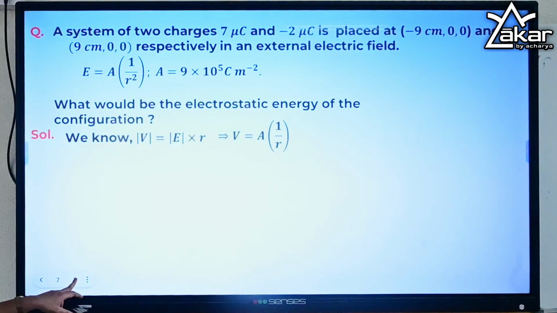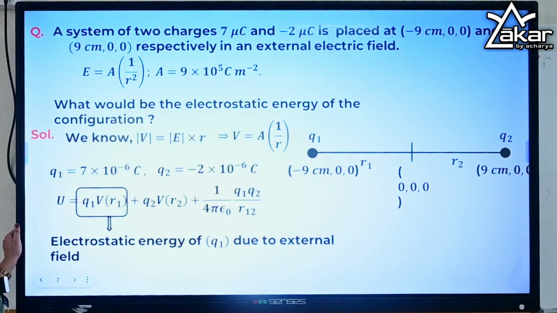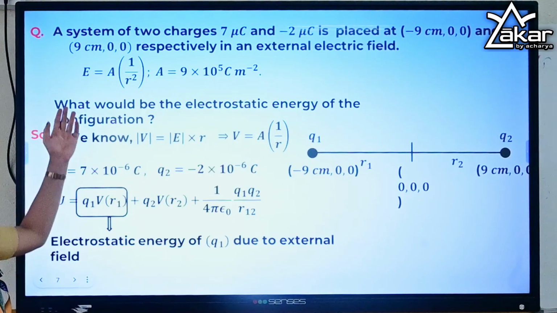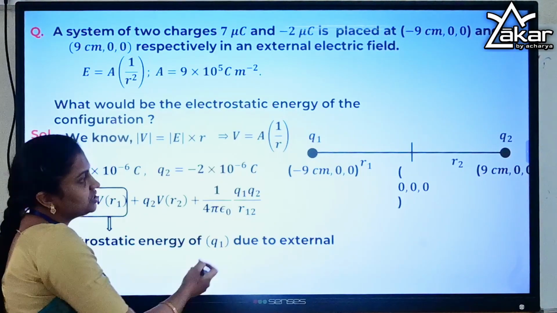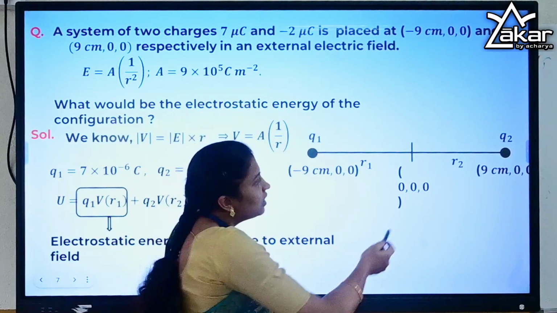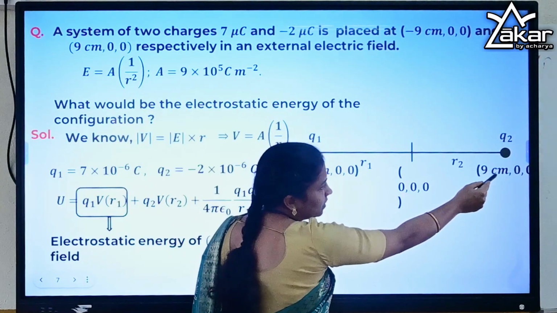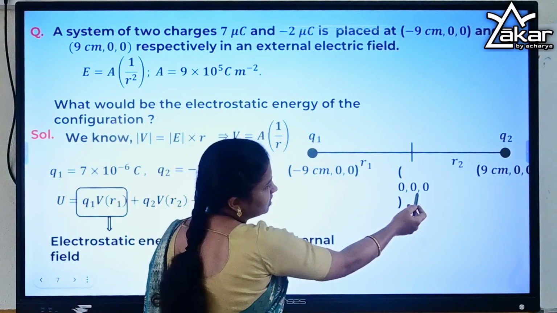So this is a problem. A system of two charges, 7 microcoulomb and minus 2 microcoulomb, is placed at the distances minus 9 centimeter and 9 centimeter respectively in an external field. You can see in this diagram that charge Q1 is at a distance of minus 9 centimeter and Q2 is at 9 centimeter, with the origin at the points 0, 0, 0.